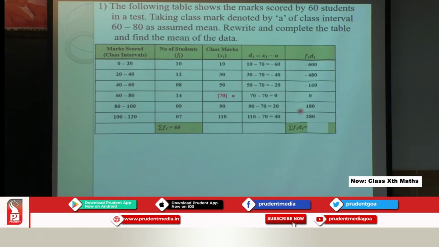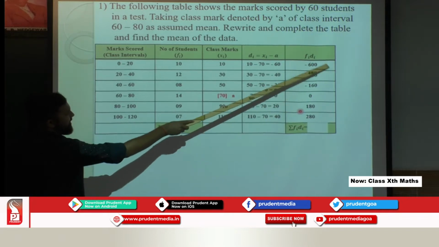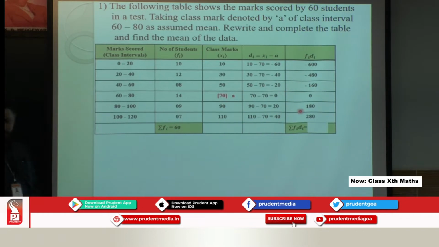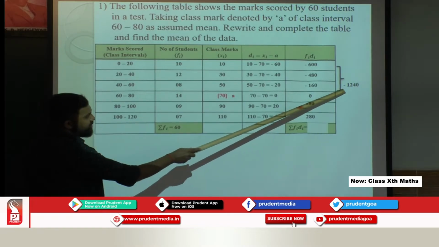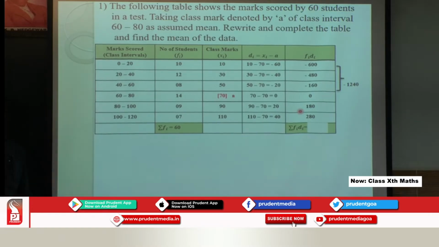Now what is the next thing we have to do? We have to add all the numbers. Now what I did is, I have added these sets of numbers first. The negative numbers I am adding first. And since there is an odd number of negative signs, the final answer will have a negative sign. Odd number of negative signs means the final answer will be negative. And what did I get as the total? I got the total minus 1240.